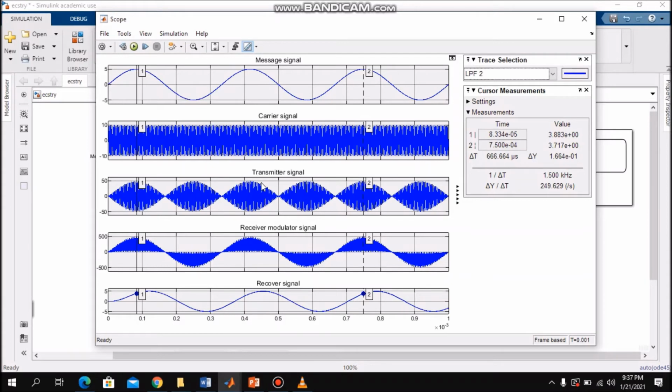So this is the carrier signal, and this is the AM modulate signal from the message and the carrier signal, the product of the message and the carrier signal, and then this is the modulated one, and this is the recover signal.